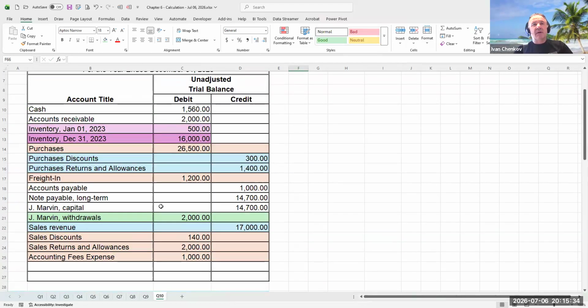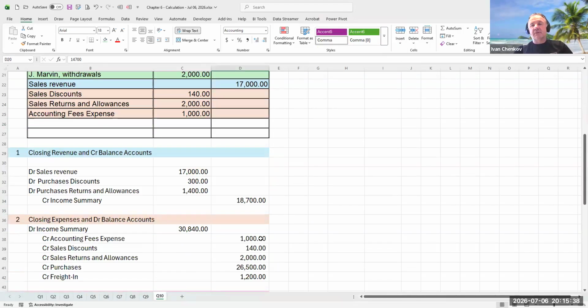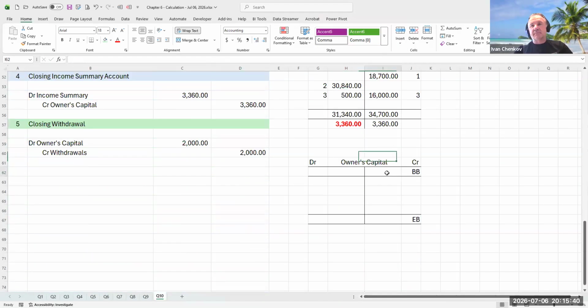So what was the beginning balance? Beginning balance was $14,700. What's happened with this account? What's come in and what's gone out? Let's see.